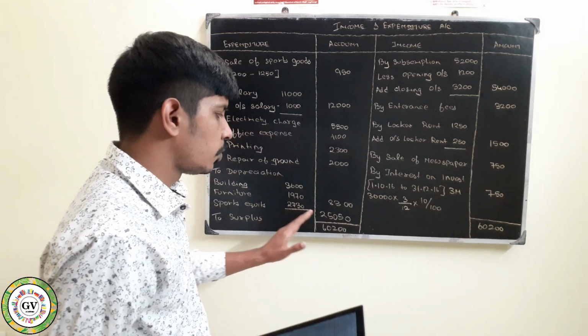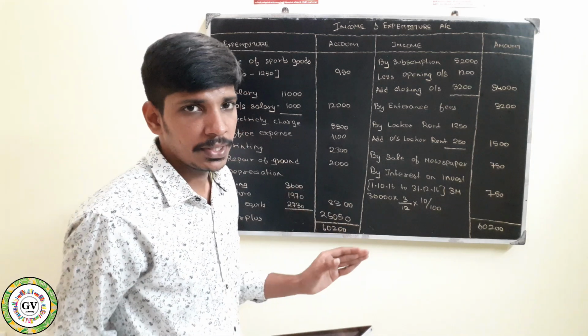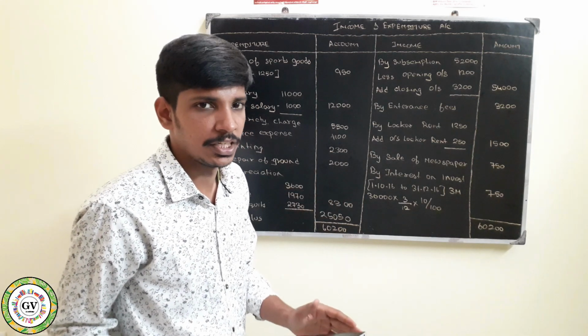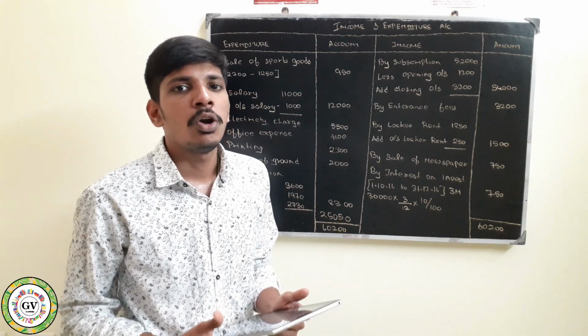There is a surplus amounting to 25,050 rupees. This will be added to the capital in the current year closing balance sheet. The next step is to prepare the opening balance sheet in order to find the opening capital.